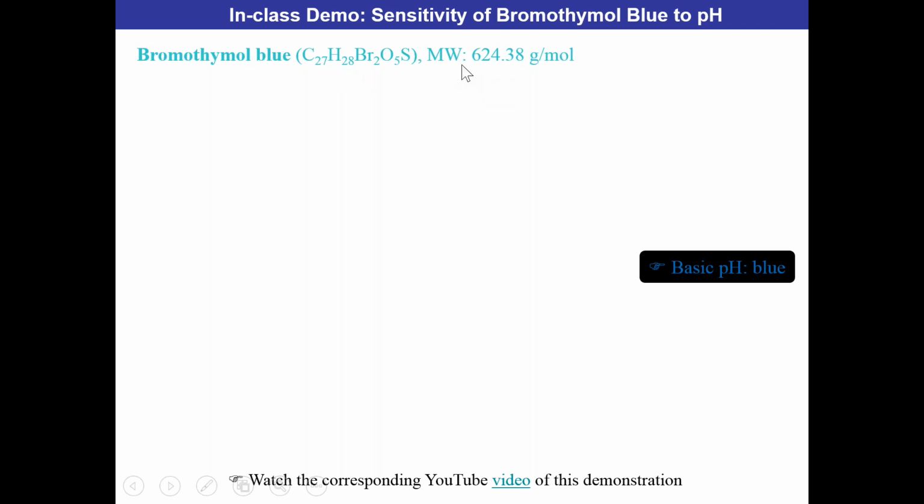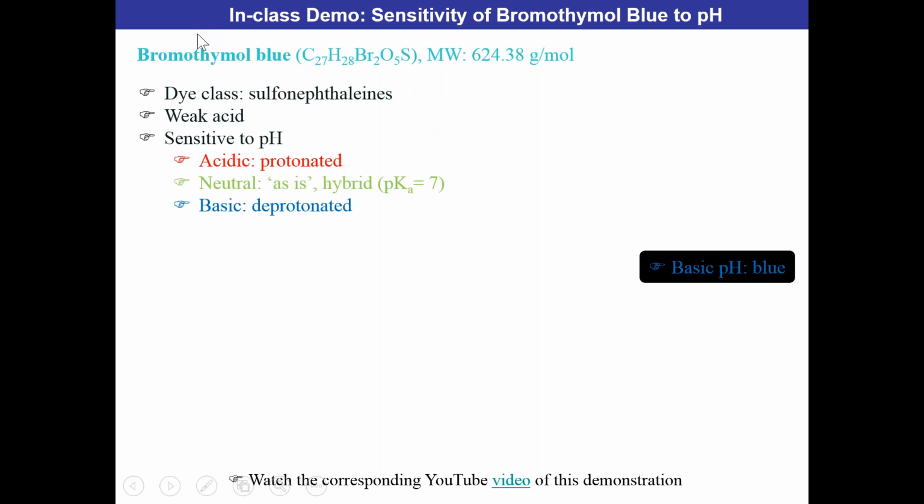It's a pretty big molecule, relatively speaking, to what we have been accustomed to. So the molecular weight's 624, so it's almost double what it was for curcumin, okay? And the key here is that it has two bromines and it has a sulfur also attached. Actually, bromothymol blue is just one of the dyes in the class of these sulfone phthalates, right? that are actually, again, existing in nature. This is the general structure.